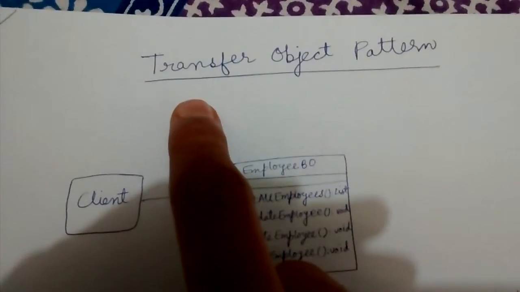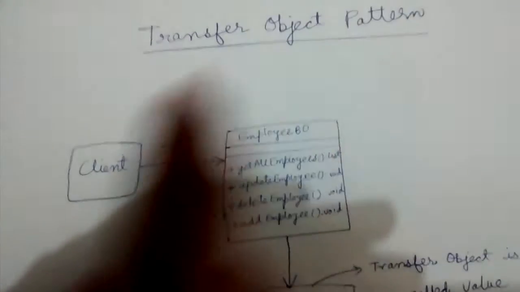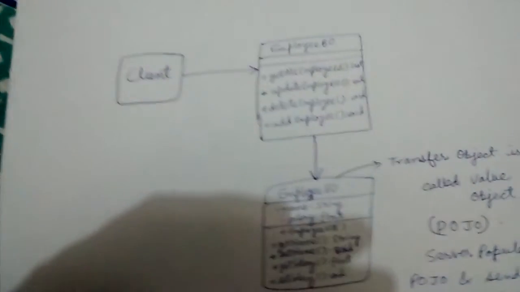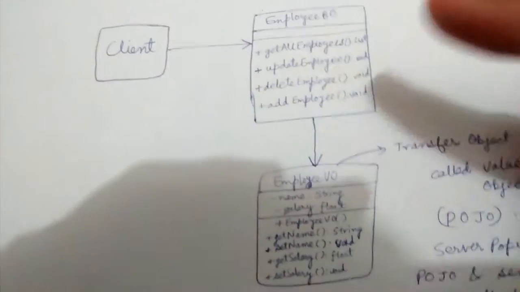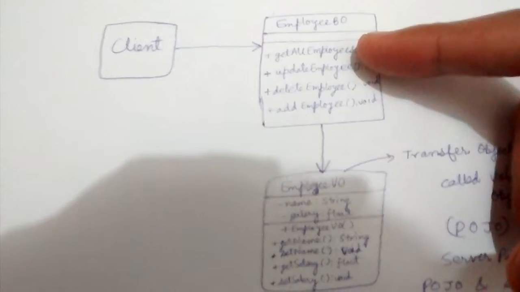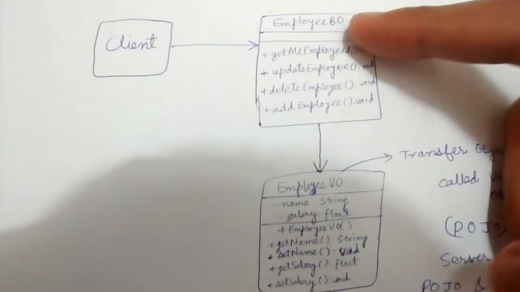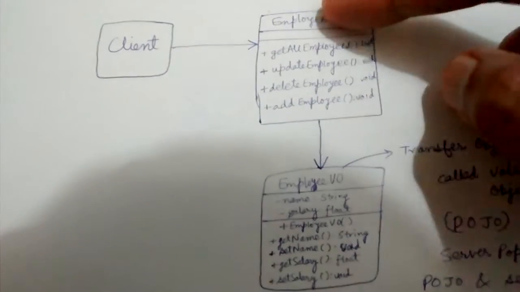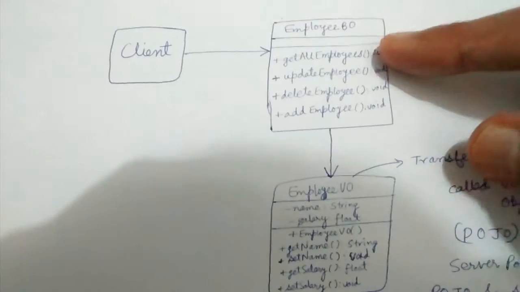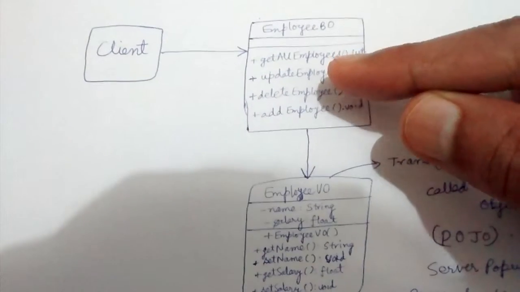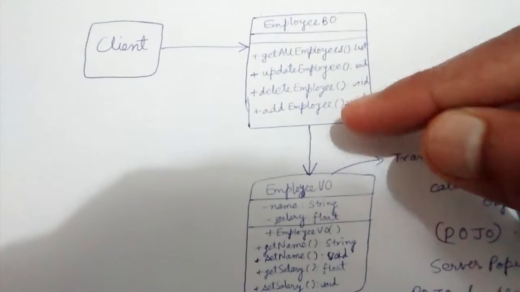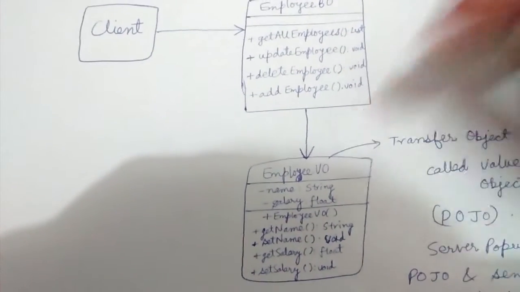Friends, so today we'll be looking at the transfer object design pattern. Here we have a client which is requesting a server. This is the business object in the server, which we have named employee BO. It has some methods like get all employees, update employee, delete, and add employee.